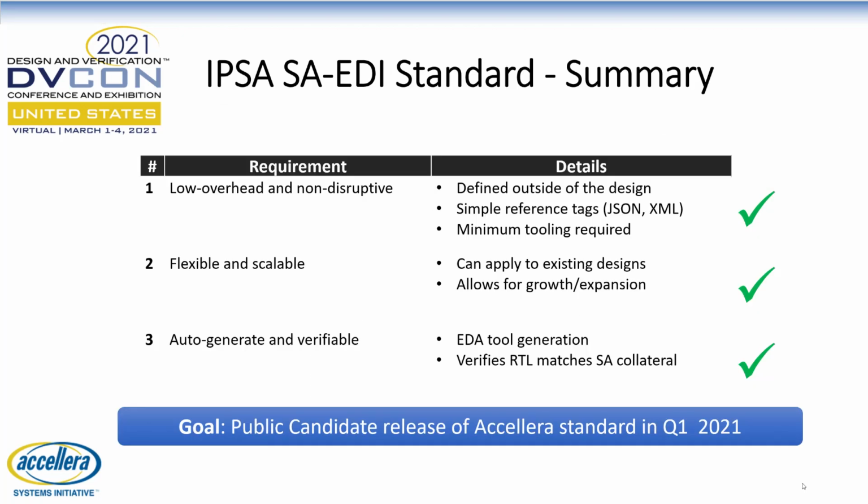In summary, we believe that this standard has achieved all of its requirements originally set out by the group. We have defined detailed security requirements and objectives outside the design with simple reference tags and minimal tools. This implementation is very low overhead and minimally disruptive to the design and verification flows of today. It is very flexible and scalable as it applies not only to existing IP, but also anticipates larger and more complex designs. And finally, it utilizes EDA tools to auto-generate data and verify that the RTL matches the security attributes. Please look for an announcement from Accellera that the standard is complete and ready for use later this year.